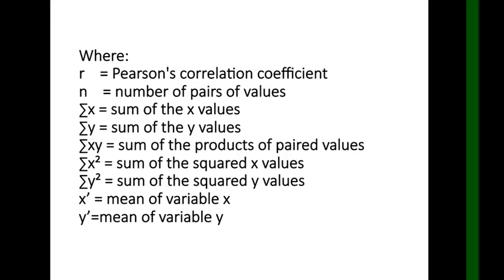Where R is the Pearson's correlation coefficient, N is the number of pairs of values, summation of X is the sum of the X values, summation of Y is the sum of the Y values, summation of XY is the sum of the products of paired values, summation of X squared is the sum of the squared X values, summation of Y squared is equal to the sum of the squared Y values, X prime or X apostrophe is the mean of variable X and Y apostrophe is the mean of variable Y.